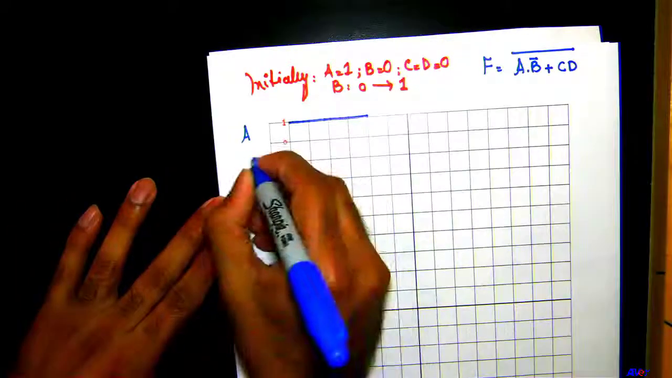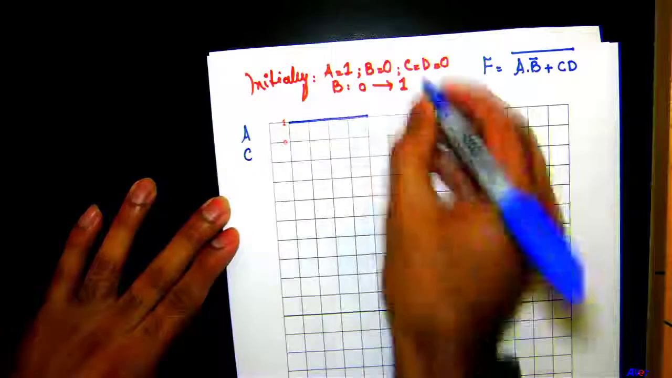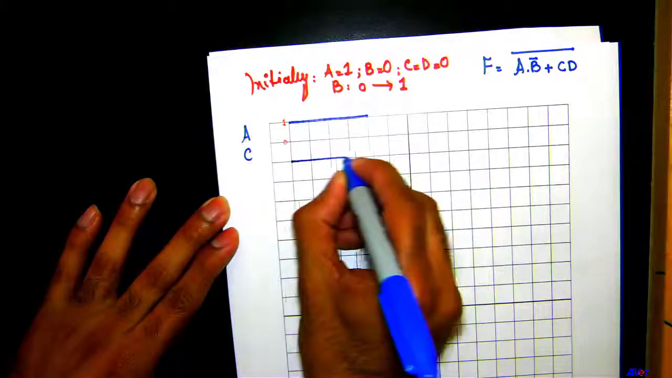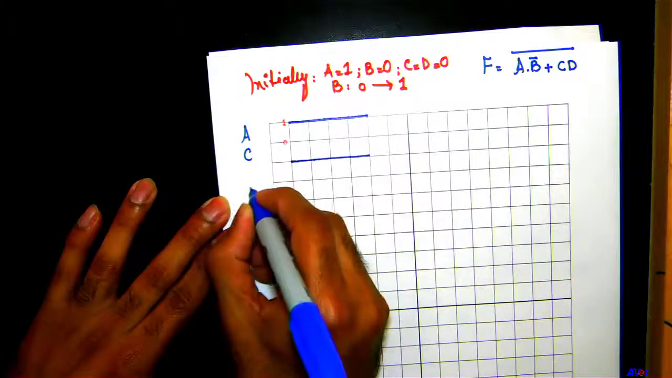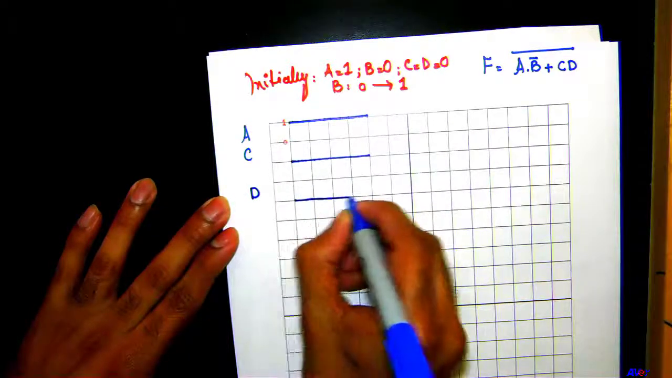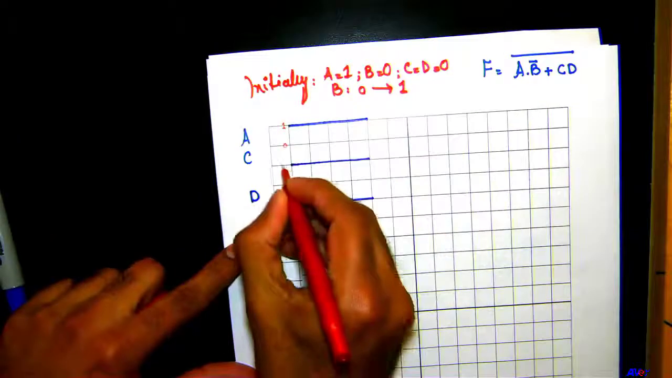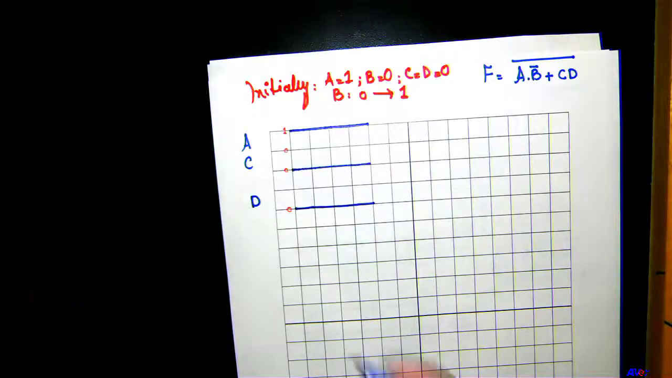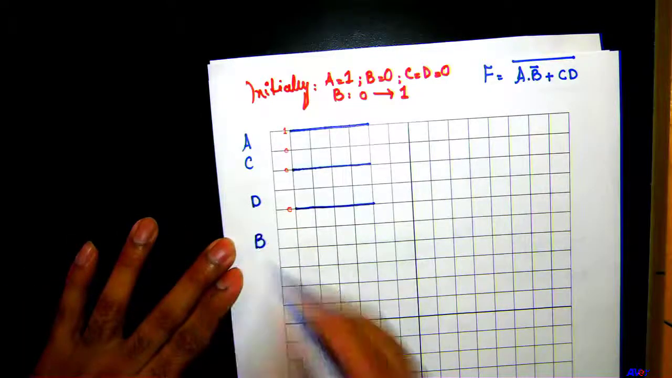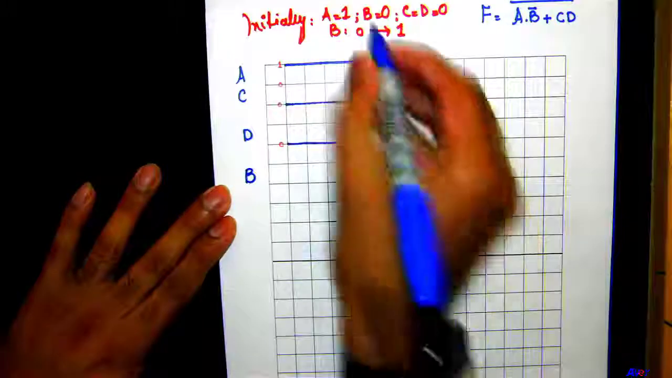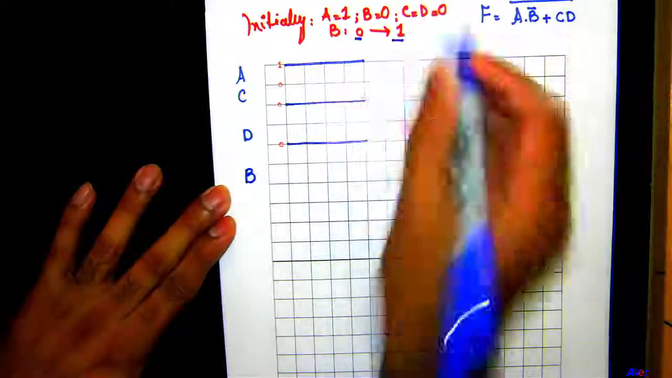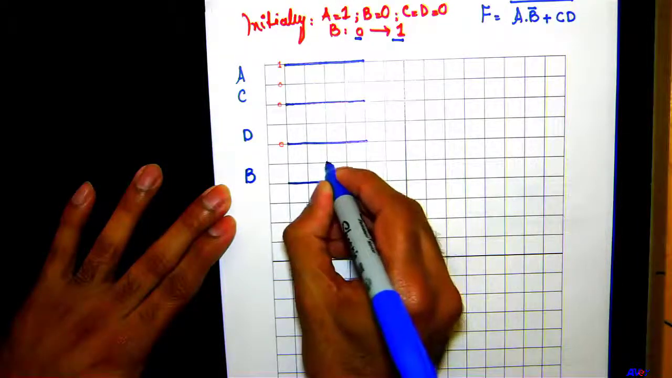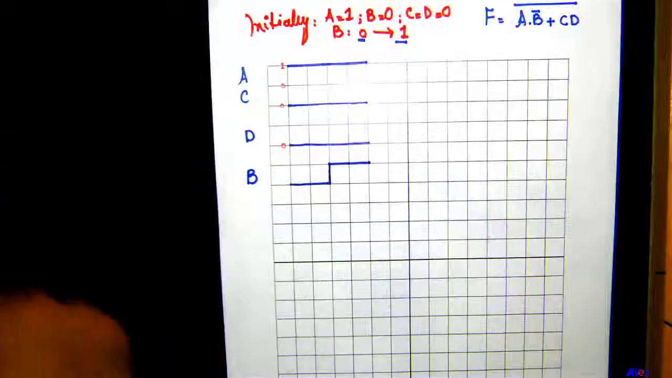C is also 0, C and D both are 0. So this is 0 here, and D is also 0. Now B was initially 0, but then it goes to 1. So initially it was 0. Here's a transition, it goes to 1.